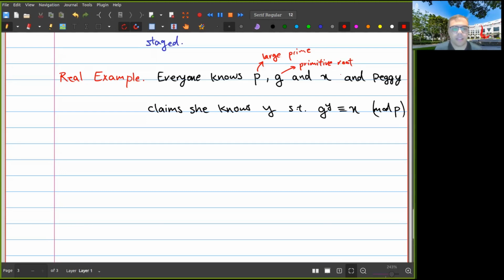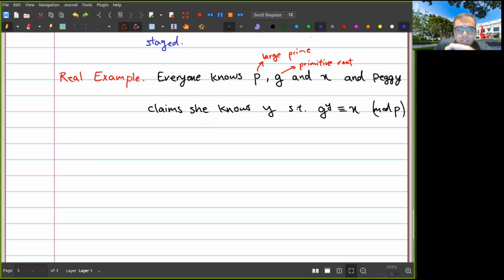Okay. Now, how can Peggy prove this to Victor? The simplest way would be to just disclose Y, but that's going to give some extra information to Victor. The only thing that Victor should figure out is that Peggy knows Y, but Victor should not know anything about Y or anything else. So the only thing that is going to be added to the knowledge of Victor is that Peggy knows a Y that satisfies these conditions. Okay.